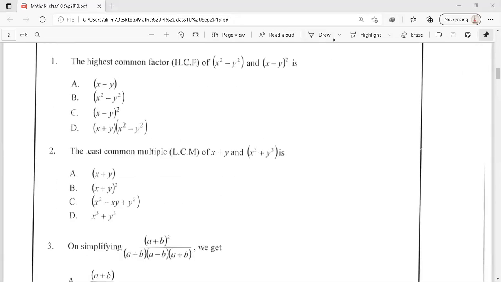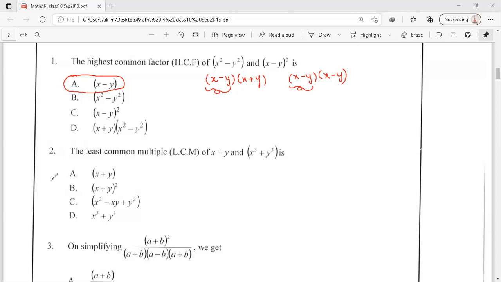So here we have our first question of this year. The highest common factor of x square minus y square and x minus y whole square. So the factors of x square minus y square are x minus y and x plus y. And the factors of x minus y whole square are x minus y and x minus y. So the common factor between these two expressions is x minus y. So the correct answer would be option A.